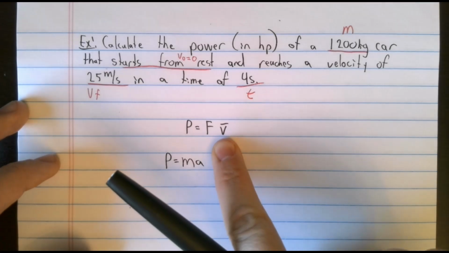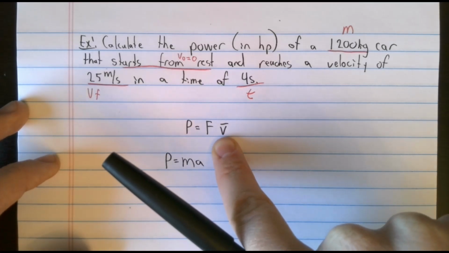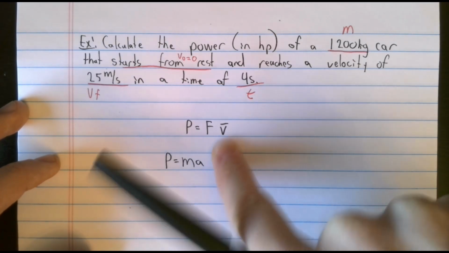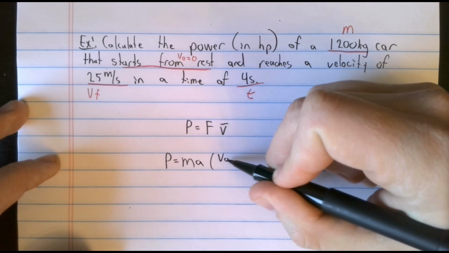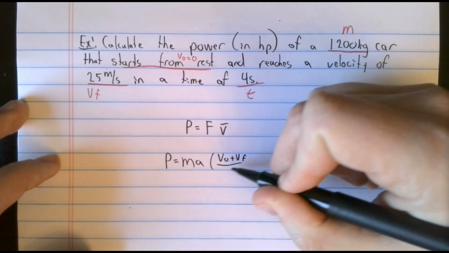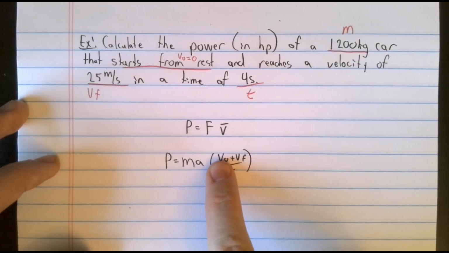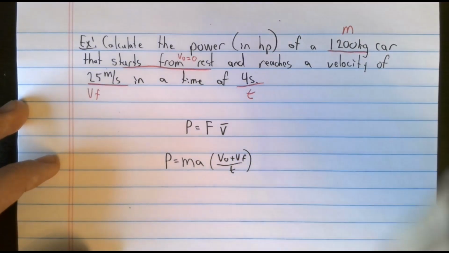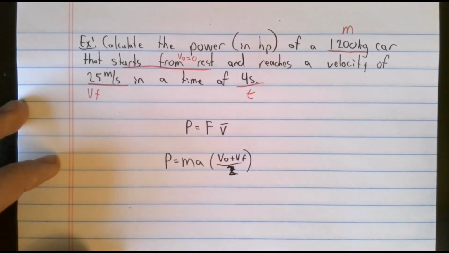Average velocity, you can calculate the same way you calculate the average of 2 test scores. You would take each test score, add them together, and divide by 2. Basically, to get average velocity, you get the initial plus the final and divide by 2. I actually did that divided by t for some reason.